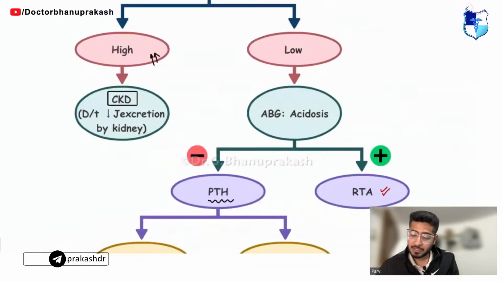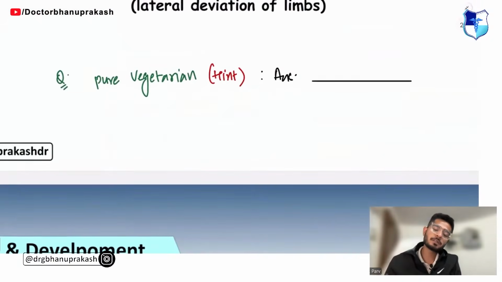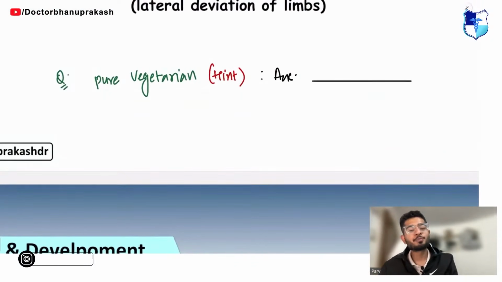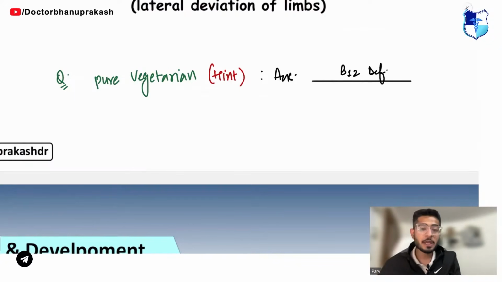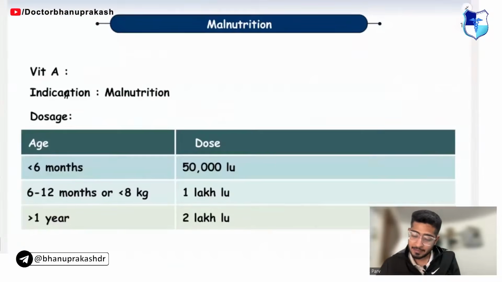Coming on to vitamins, just quickly tell me, if they write pure vegetarian in the question, which vitamin do you think it is a deficiency of? If they write a pure vegetarian female, it is going to be vitamin B12 deficiency. Coming on to the next slide.